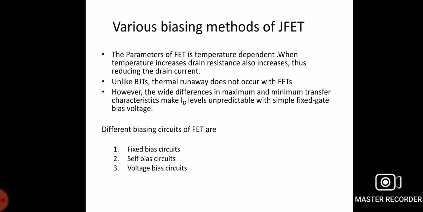In this lecture, EC 8351 Electronic Circuits 1, Department of Electronics and Communication Engineering, third semester, Unit 1.